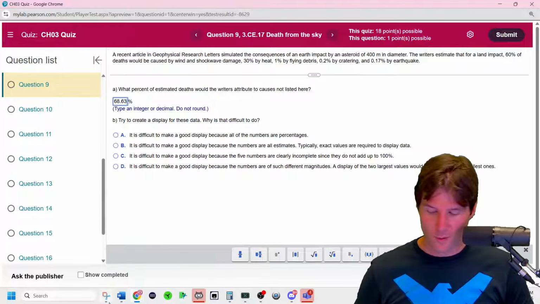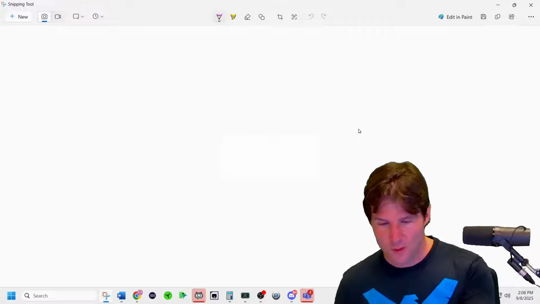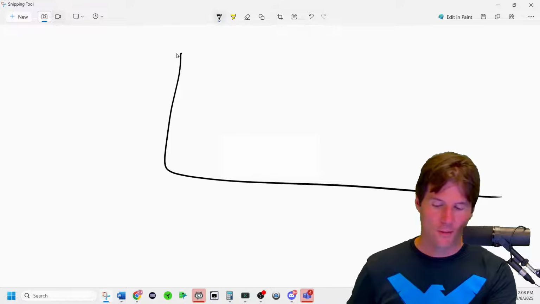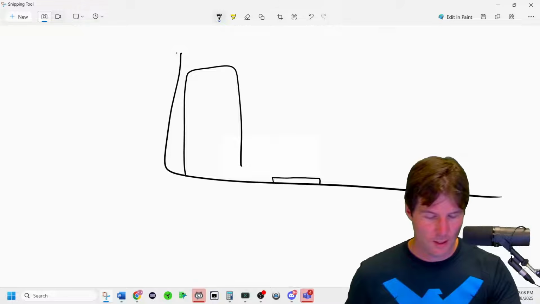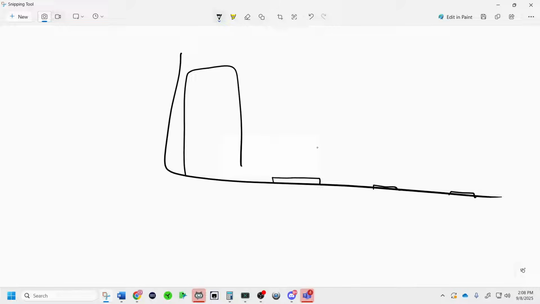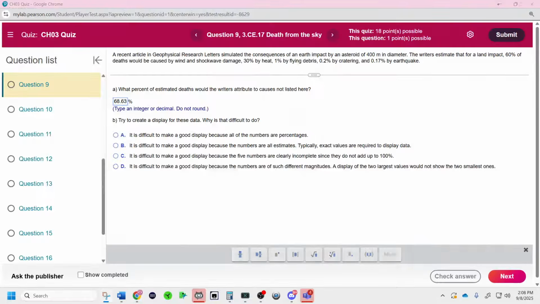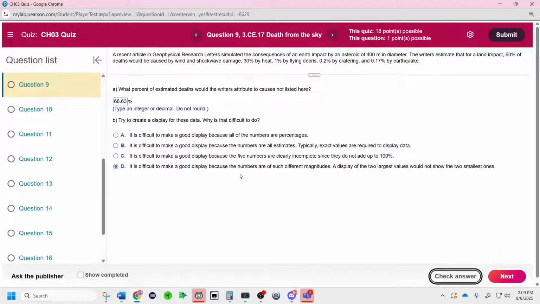Now, here's the problem if you graph this. Because of these percentages, where something's like 30%, you're going to have 30% and then 1% and then 1%, and then 0.2%. It's going to be so hard to see these bars. The bars are going to be dwarfed. And then you got the 60. It's ridiculous. So the numbers are in different magnitudes. Display of two largest values would not show the two smallest. It's going to make it really hard to see what is going on. That's not the answer because all numbers are percent.